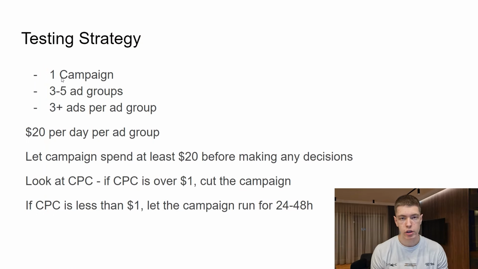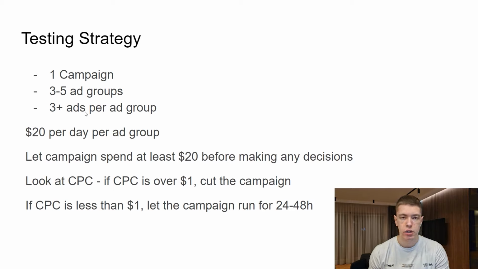So basically, as you guys saw, we set up one campaign. We had 3 different ad groups. It's fine to have anywhere from 3 to 5, and you want to have 3 or more ads in each ad group. So in this case, we had 2. Most of the time, you're just going to have 3. So that's basically the initial setup we're going for. We're doing $20 per day per ad group. 3 ad groups or 5 ad groups, that's anywhere from $60 to $100 a day. And yeah, that's pretty much it for the setup.